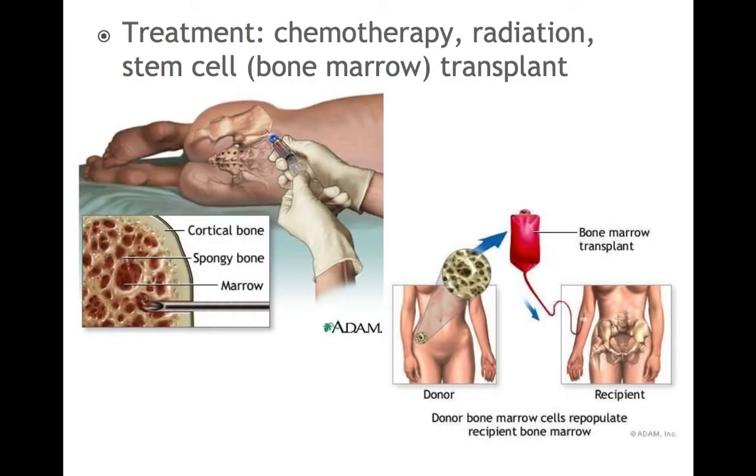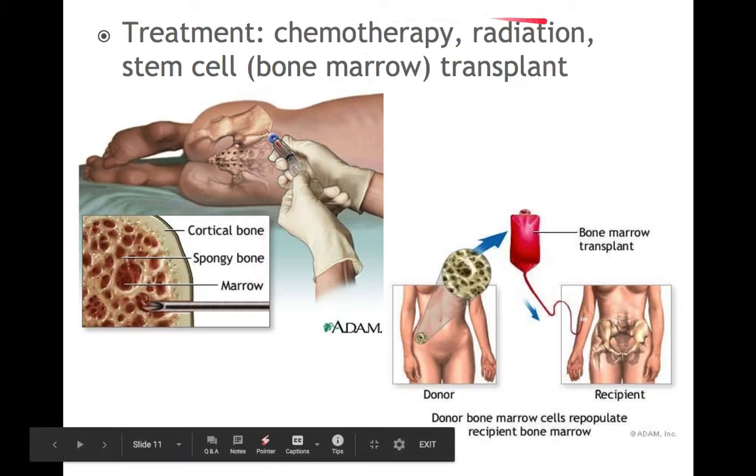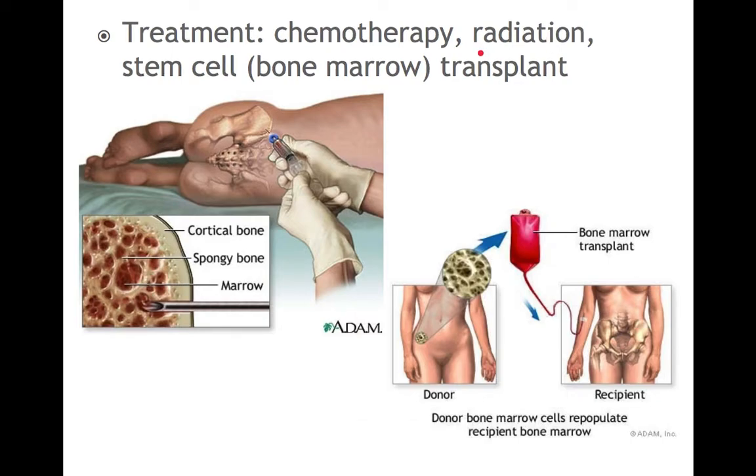How do we treat it? Well, you can do chemotherapy, you can do radiation treatment, but the treatment that offers the most promise for a longer lifespan and a normal life is stem cell or bone marrow transplant. And that's because in adults, you have very, very few sites in your body that still have stem cells, and they're mostly in your bone marrow.